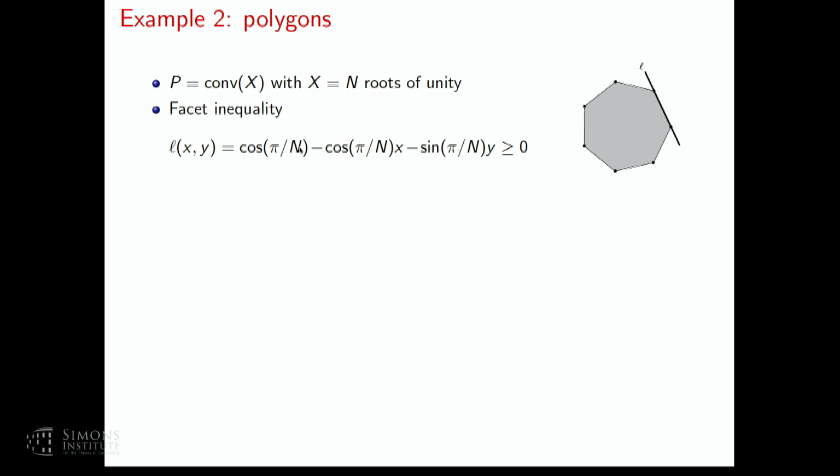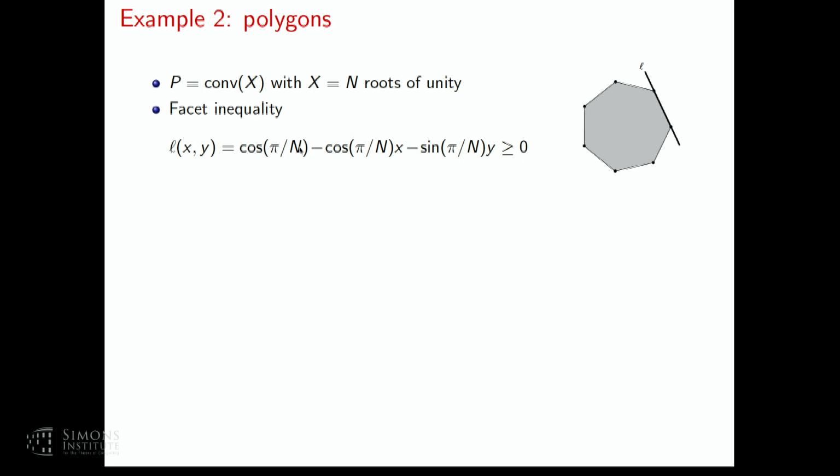So this is maybe slightly more complicated than the square, but not that much more complicated. I'm going to take the example where x are the n roots of unity. You have the unit circle, and you look at the n roots of unity, here n equals 7. I want to construct an SDP lift of this polytope in the plane. So again, I have to look at the facets of this polytope and try to certify them using sums of squares.